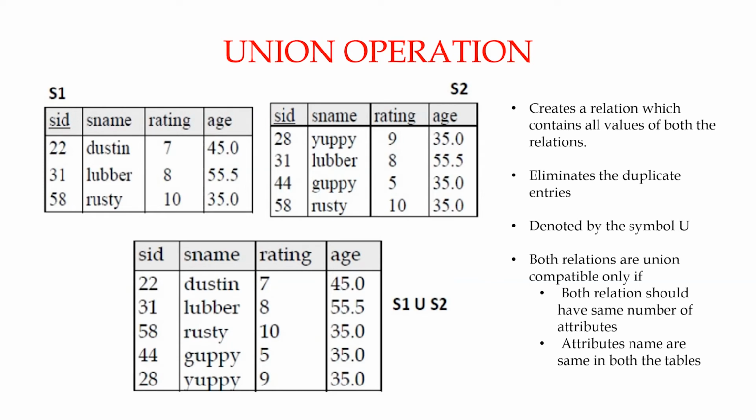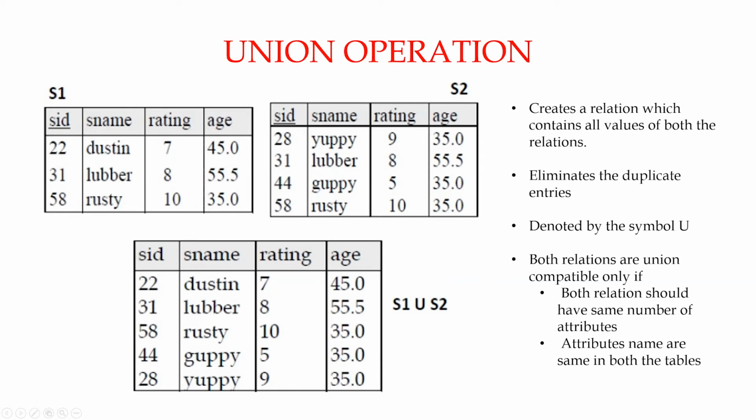Next operation is the union operation. In the union operation, it will create a relation as an output which contains all the values of both the relations which are taken as input. The union operation helps to eliminate duplicate entries. It is denoted by the symbol U. When two relations are involved in a union operation, they are said to be union compatible only if both relations have the same number of attributes and their attribute names are the same.